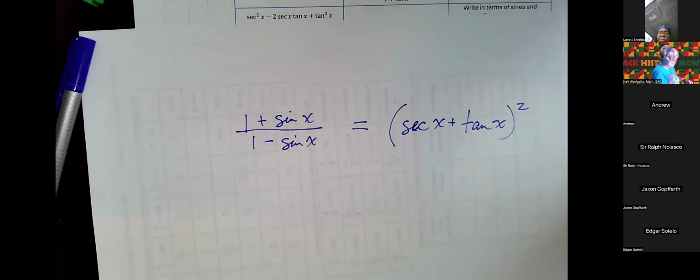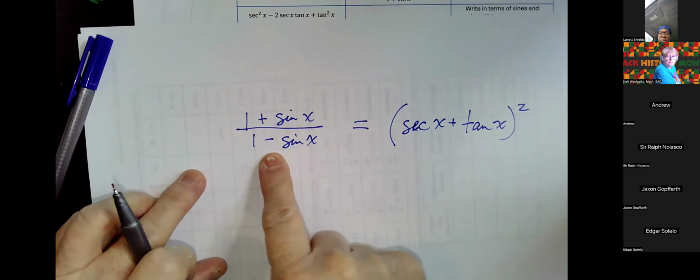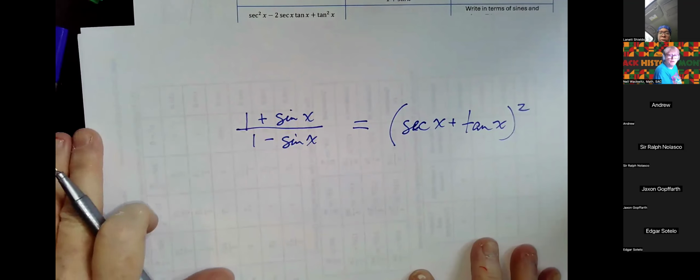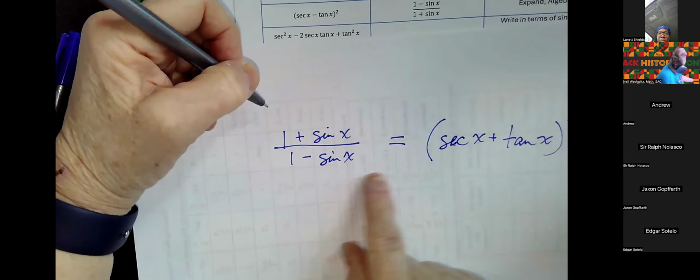So what we're going to do, anytime we have a fraction and it looks like there's just nothing we can do, we're going to multiply by the conjugate of the denominator.